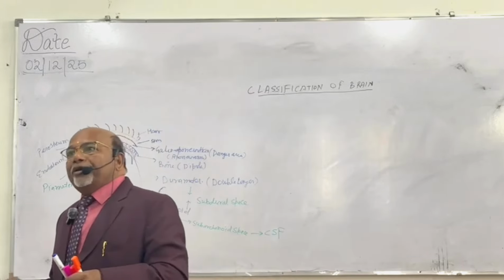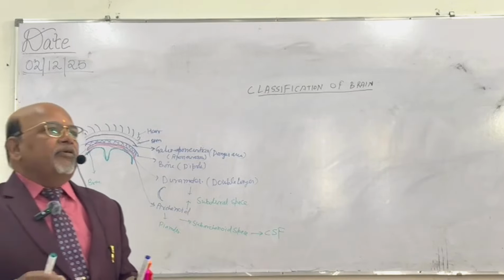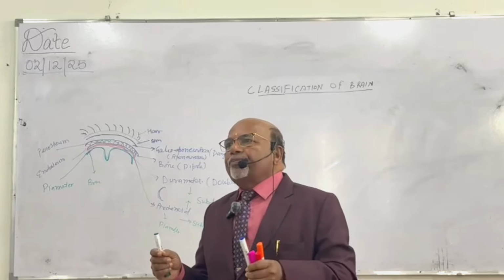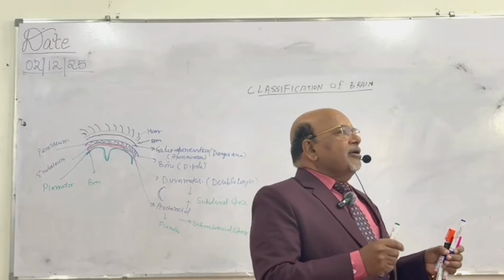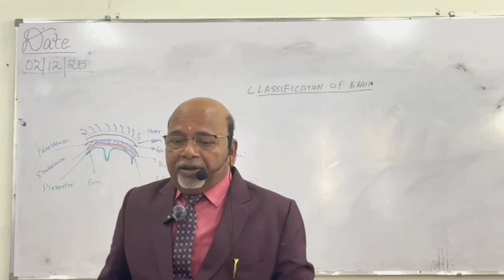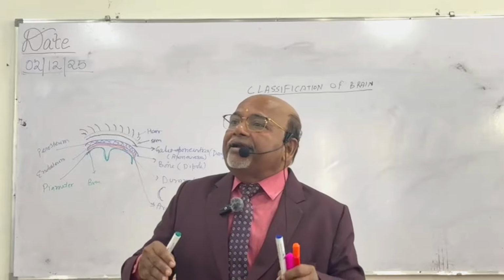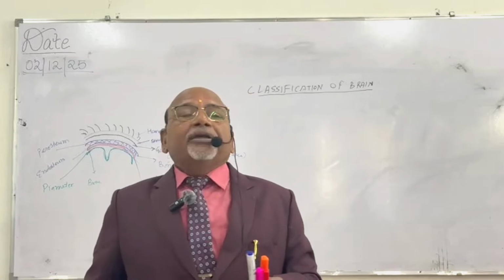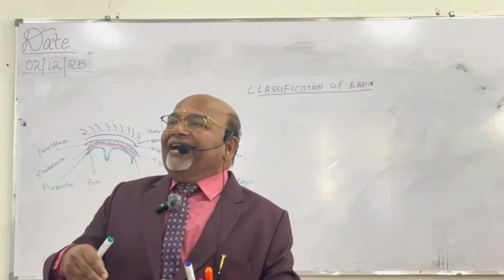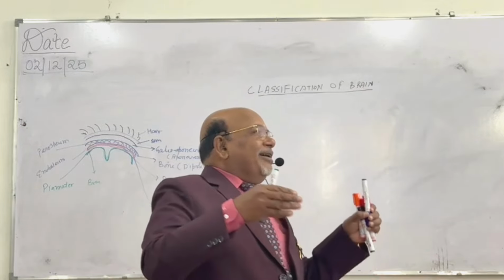So what is the importance of the CSF? It replaces the lymphatic system in the CNS. One thing I have told you is that it replaces the lymphatic system, and it also has an important role because the whole central nervous system is not directly attached to the bony part, so what happens? It is hanging in the vertebral canal, spinal cord, and the cranial cavity.